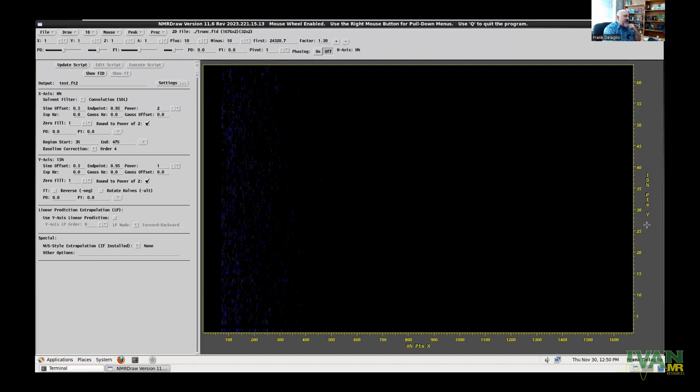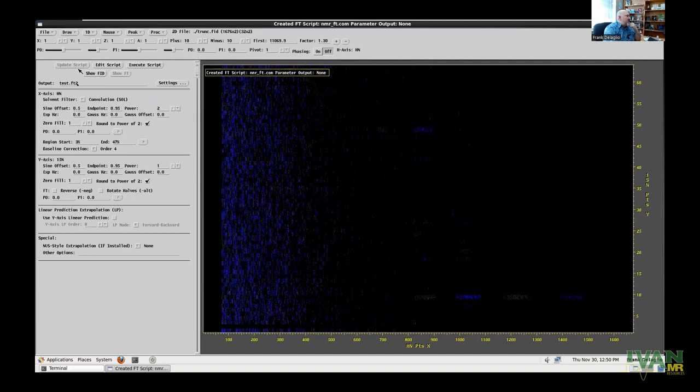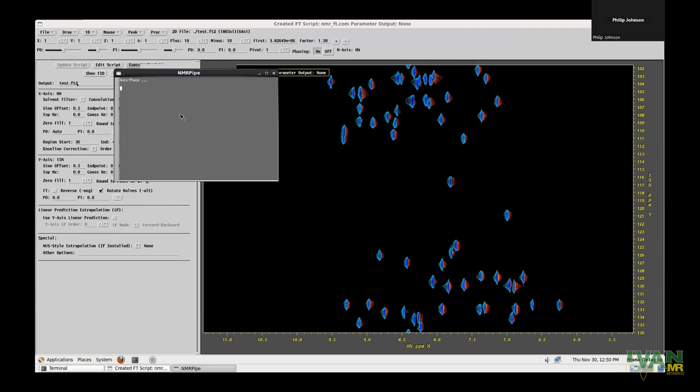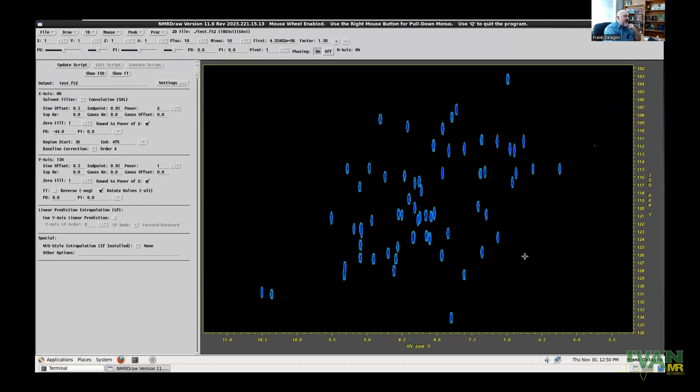So here's our truncated version of the data. And so I'll create a processing script for it and execute it. And we'll see the same things that we saw before. This indirect dimension needs the center rotated to the edges, and we'll turn autophasing on and update the script. And there's our processed version. So did I hear a question?